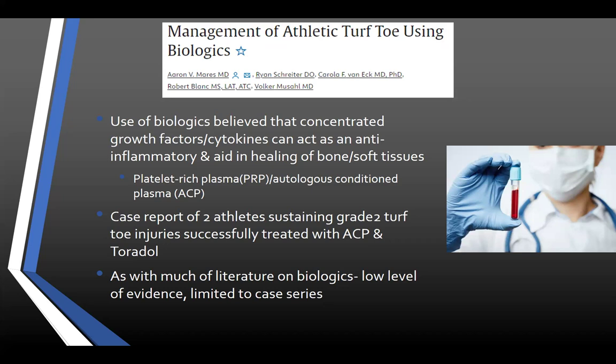So while this was the only paper I found out there specifically mentioning biologics in turf toe, while preparing for this talk, I did speak to some of the sports medicine team physicians here at Rutgers, and for their practice, it's very similar. They do utilize these biologics more specifically for pain control and anti-inflammatory effect to get the patients into a rehab protocol sooner as opposed to for true healing purposes. But this is something that is being done on a wider scale.